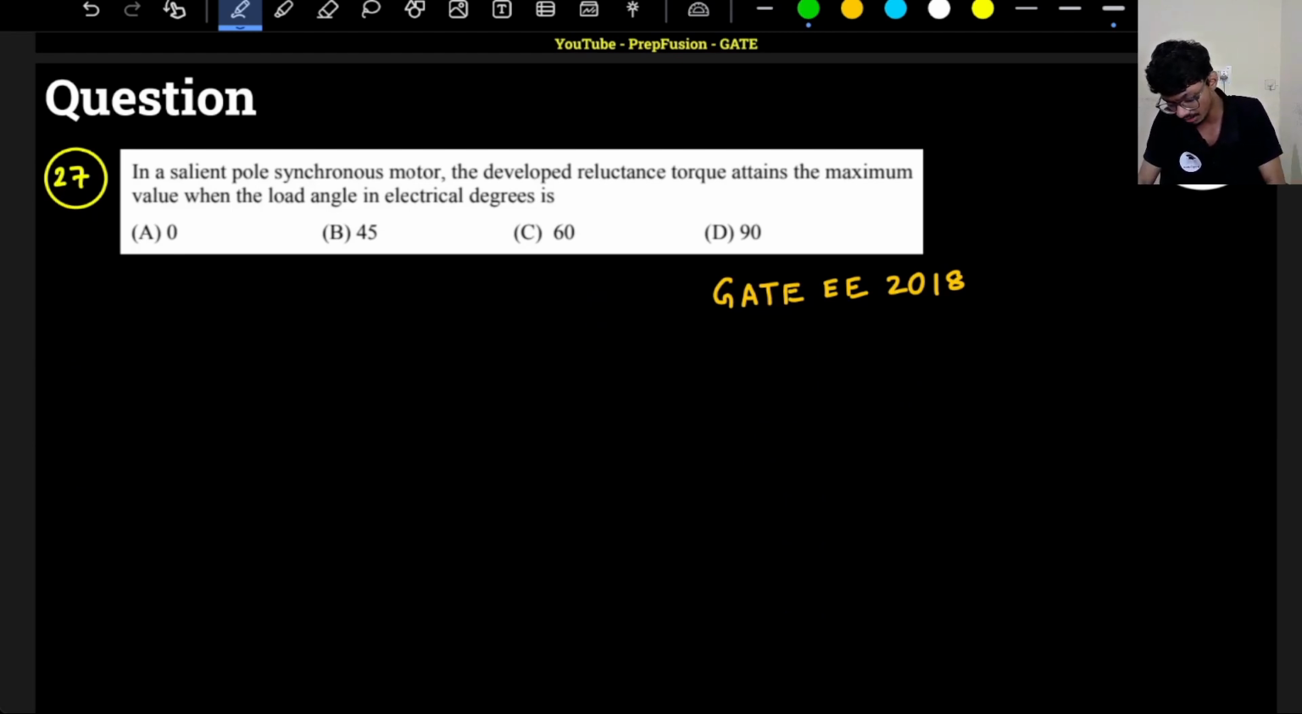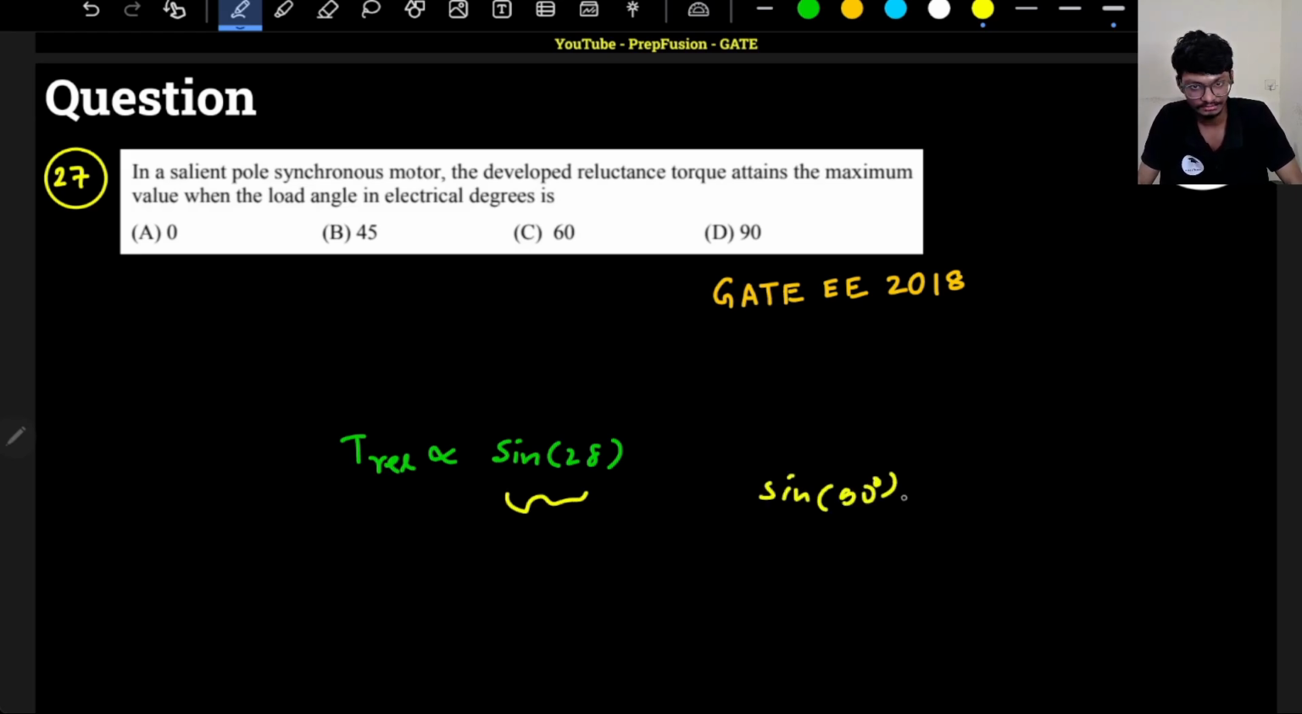Remember, what is the reluctance torque proportional to? With respect to the delta, it is sine of 2 delta, right? So when will this attain maximum, if everything else is constant? When sine 90, the angle inside the sine function is 90, then it will attain maximum.